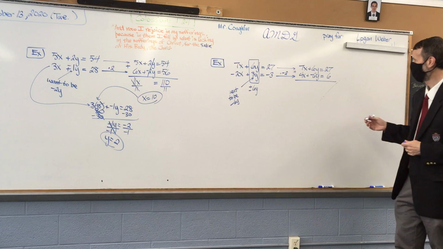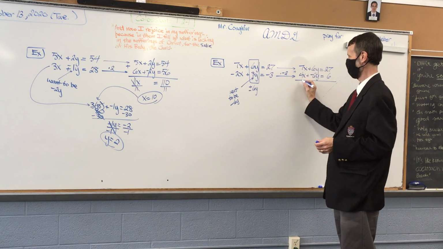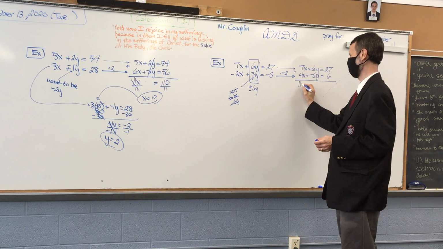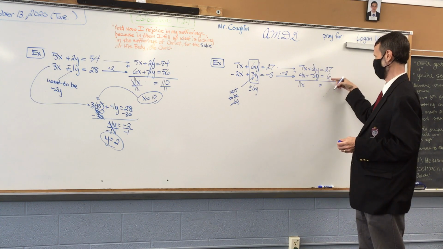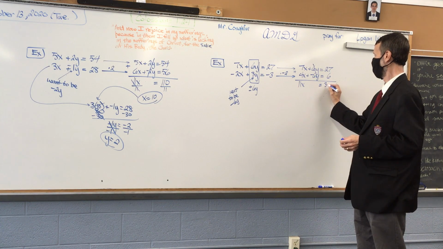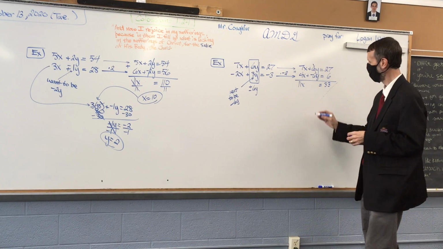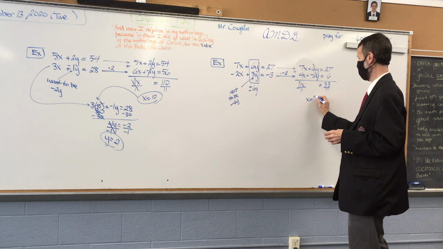So, Blaze, take over. Add them together and get what? 11. You'll have it. There you go. Good save. And then what happens here? They cancel. And then what? It's 30, and 33. Good. One more step. Divide by 11. What do you get? X equals 3.